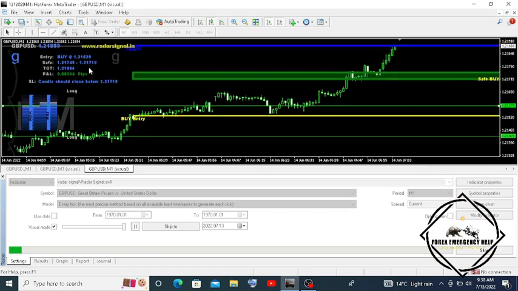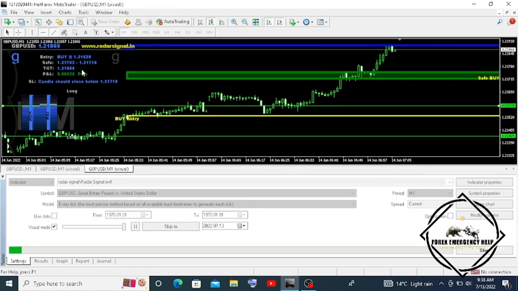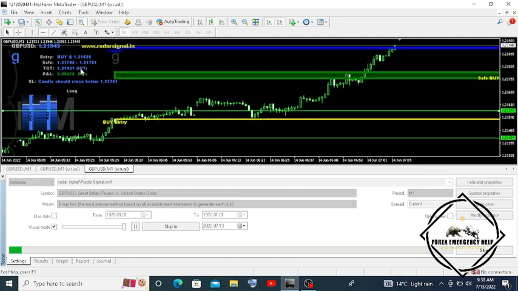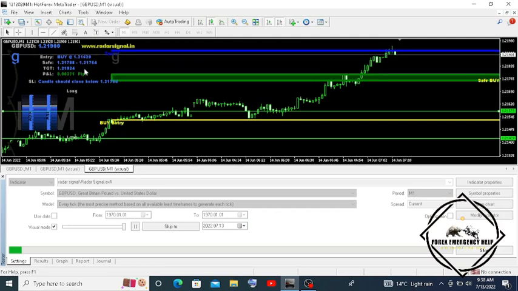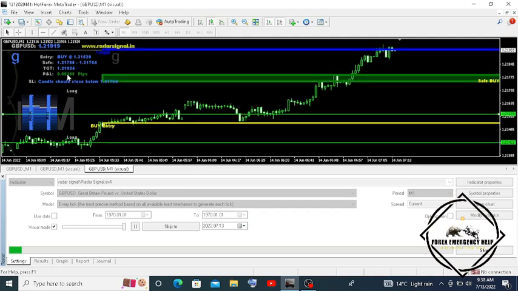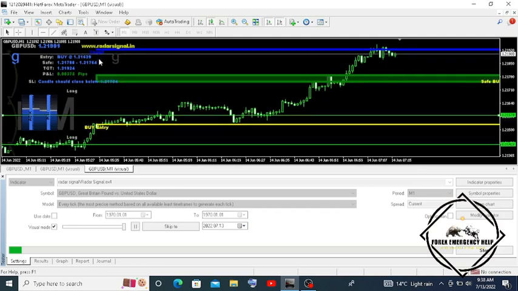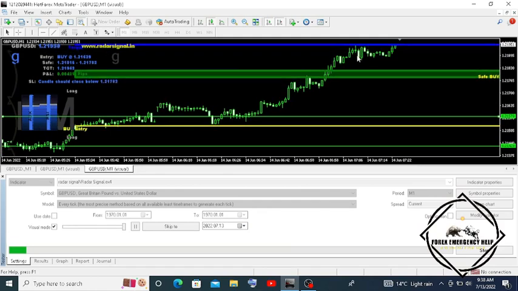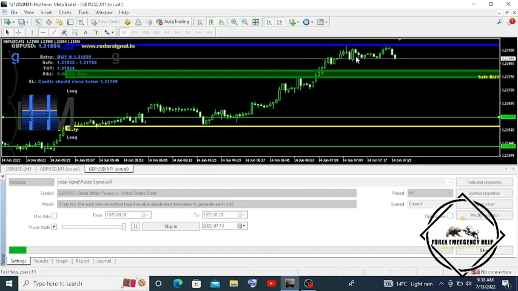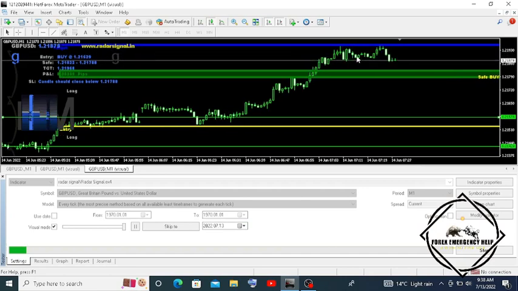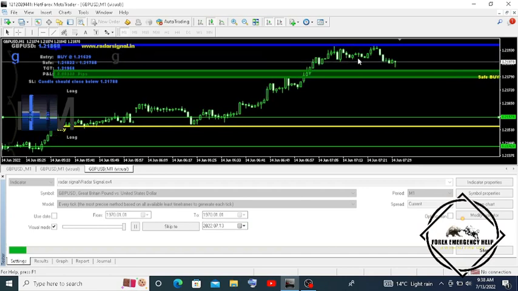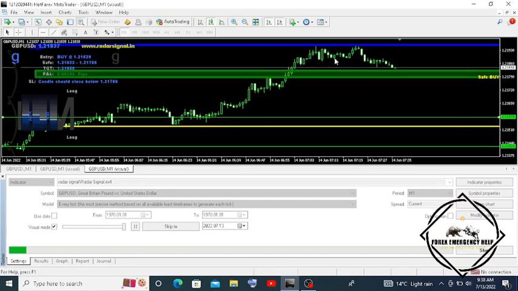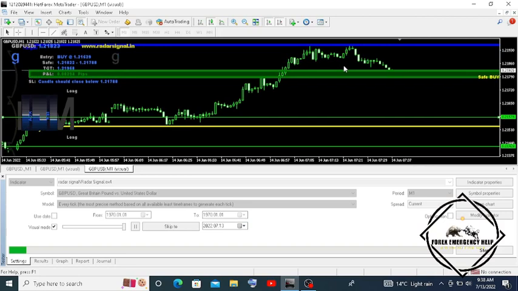The target is hit now. You see, when the target is hit, it shows there is a hit, and it adjusts the target again. You see the hit, it was about 40 pips in profit. The target was hit, meaning you lock your profit. If it continues up, you ride the trend, but you lock your profit in case it reverses.